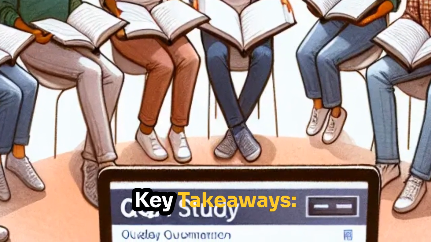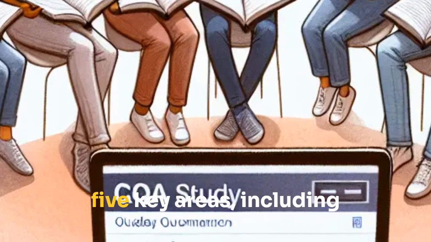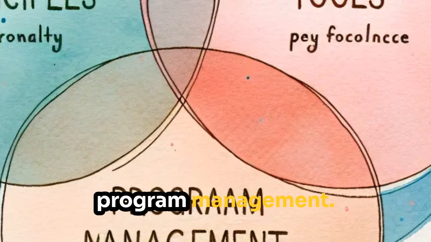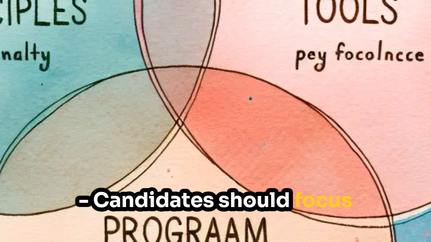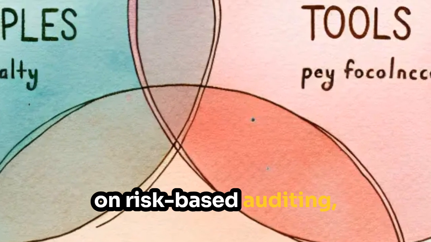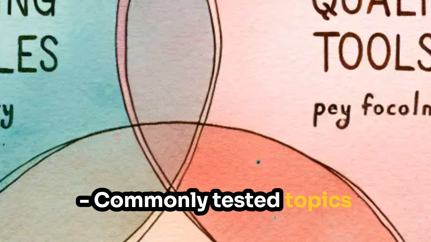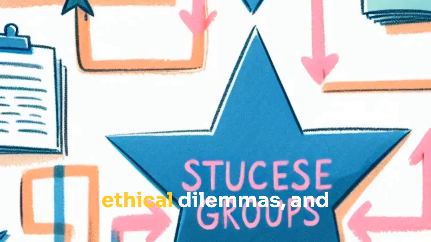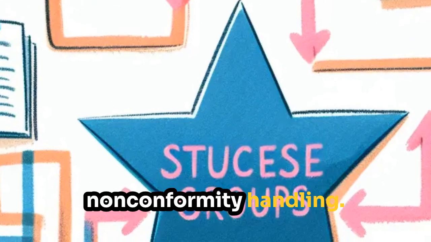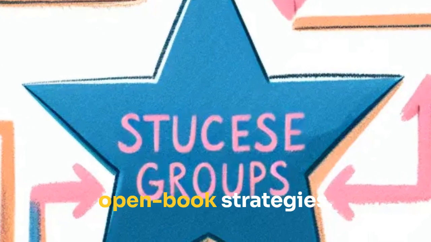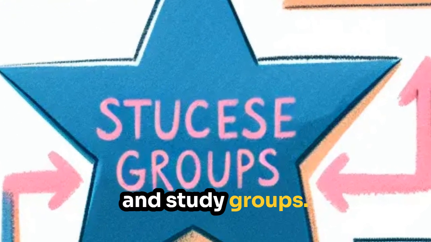Key takeaways. The CQA exam covers 5 key areas, including auditing principles, quality tools, and program management. Candidates should focus on risk-based auditing, process control, and statistical sampling. Commonly tested topics include audit scenarios, ethical dilemmas, and nonconformity handling. Effective preparation includes practice tests, open book strategies, and study groups.